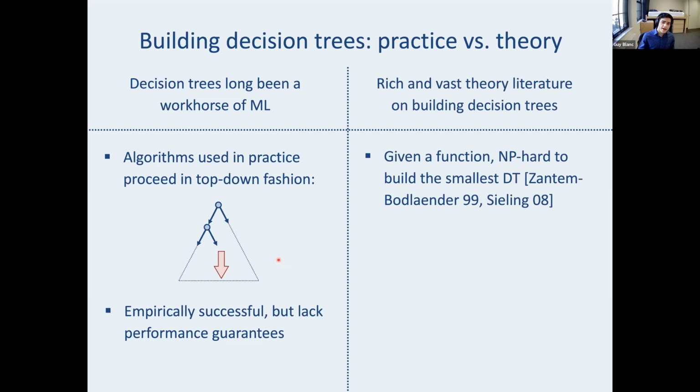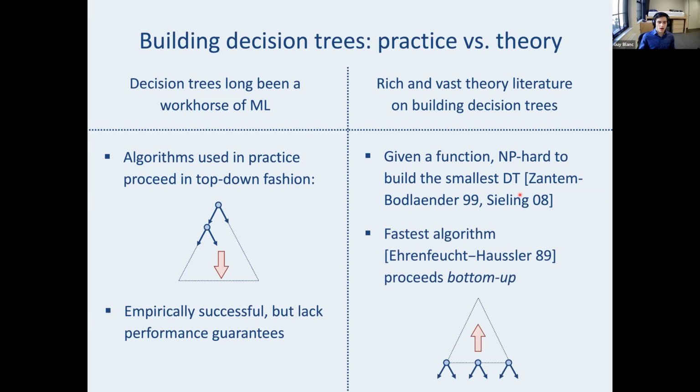On the theory side of building decision trees, one strand of work has been trying to show the NP hardness of building the best decision tree. And there are different formulations, but roughly they say something like, if you have access to a function and you want to know what is the smallest decision tree that computes it, then this is NP hard. There is still work on building decision trees. It doesn't get polynomial time, it doesn't get the optimal decision tree.